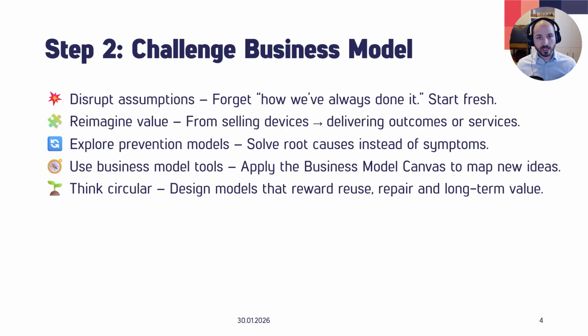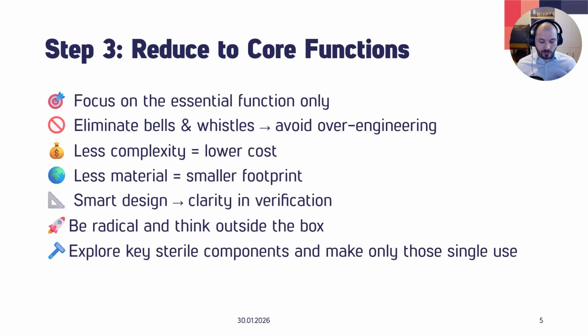And what I recommend is that you use the business model canvas map. Those are 7 elements of a business model that you should be able to answer. If you don't know what it is, just Google business model canvas and it will pop up. That is a good tool. And you should think how you can incorporate circular models such as reuse, repair, remanufacturing, and long-term value into your business model.